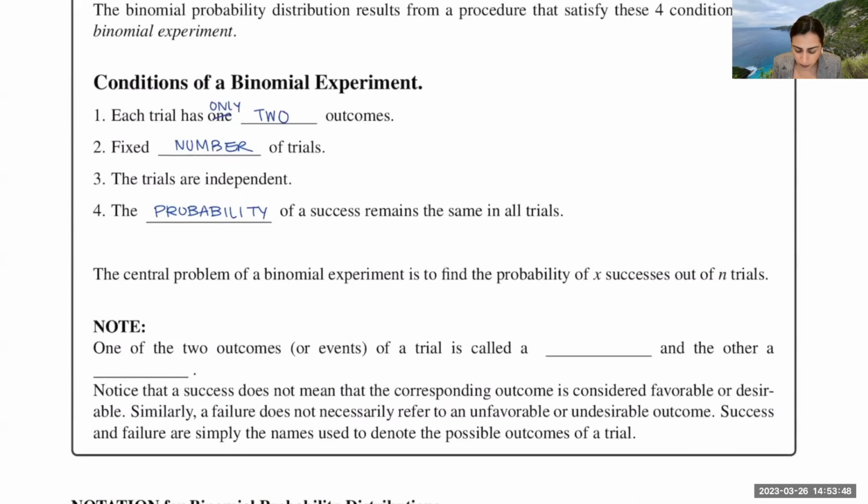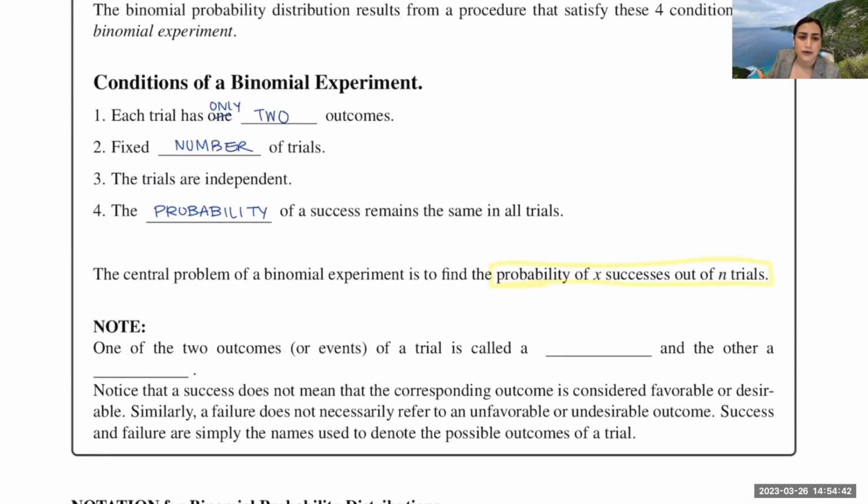The central problem of a binomial experiment is to find the probability of X successes in N trials. You're going to see that often in practice problems, they're going to ask you, what's the probability that 3 seeds germinate out of 7? Or what's the probability that I get 2 heads when I toss a coin 5 times? So that's always a probability of X successes out of N trials. I'm going to go ahead and highlight that because I want to make sure you understand that that is what you're going to be looking at, especially in 5.2: the successes out of a certain number of trials. And again, these trials need to be binomial.